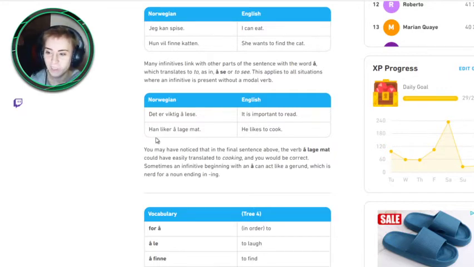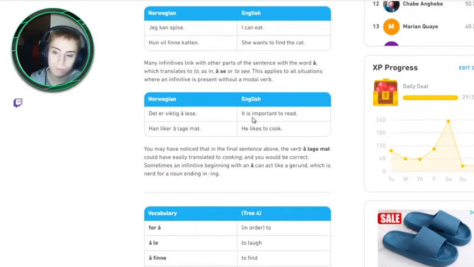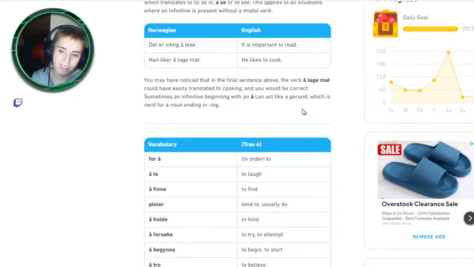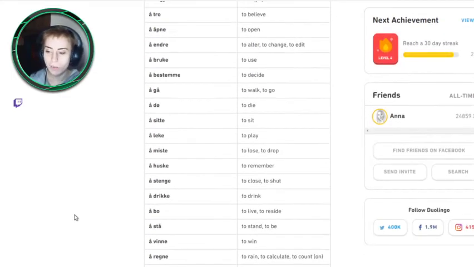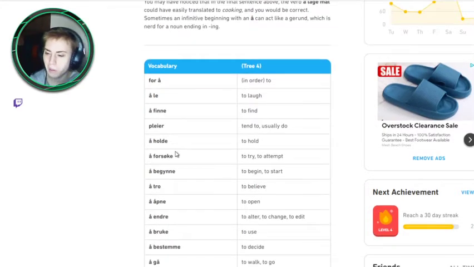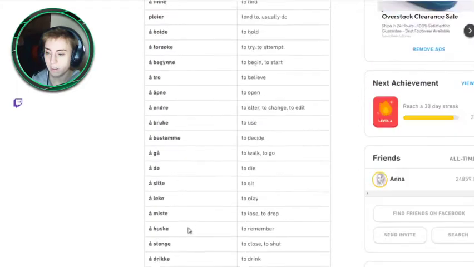I can't really explain it, but in "han liker å lage mat", we have to use å in the sentence. Å can also act like a gerund, which is nerd for a noun ending in -ing. And a lot more verbs, I wrote most of these down: le, to laugh, pleier, holde, and these are all in the infinitive case.